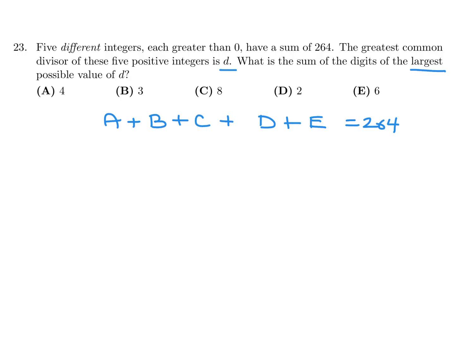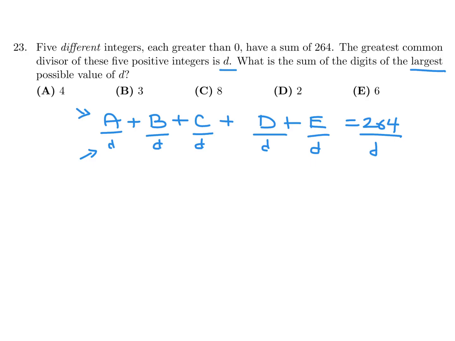Well, to get the largest divisor, we would have to have the smallest numbers, correct? Because if you're dividing by D, the largest value of D would be obtained. If we want to maximize this, we'd have to minimize that. Is that right? I think so. Well, let's roll with it anyways. So let's just try to get the smallest possible values of A, B, C, D, and E.